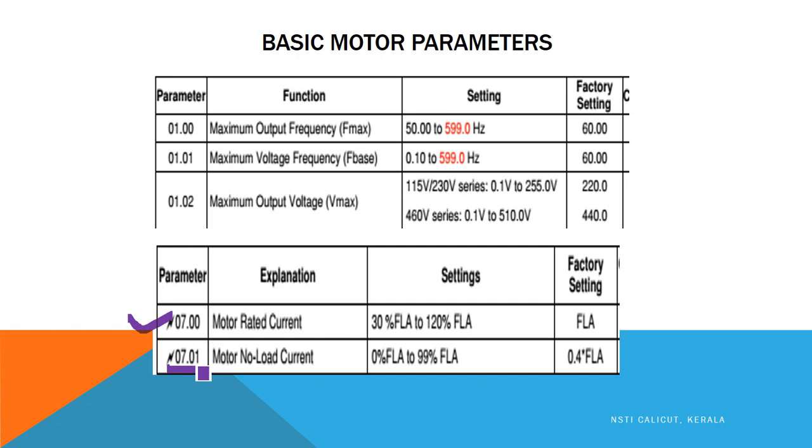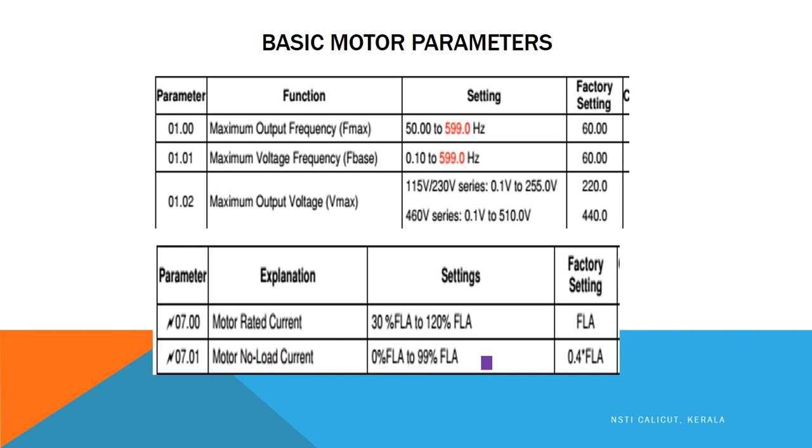Next is 7.01, it is the no load current. That also has been specified. The default setting is 0.4 into full load ampere. 40% of full load ampere is generally taken as the motor no load current. We can set it ranging from 0% to 99% of full load ampere.